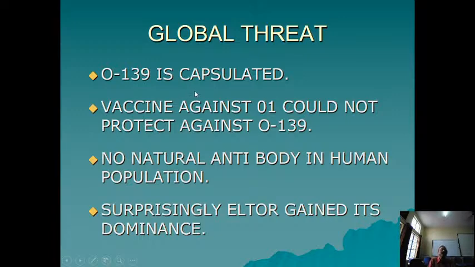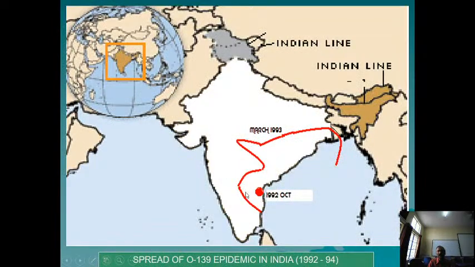So what is it? O139 is a capsulated organism, and the vaccine against O1 could not protect against O139. We had a vaccine, but it was a poor vaccine because the immunogenicity was approximately only 40 to 50%. Even then, it did not protect against O139. So there is no natural antibody in the human population, and after some time we noticed that El Tor gained dominance over the classical. So this is how it traveled.